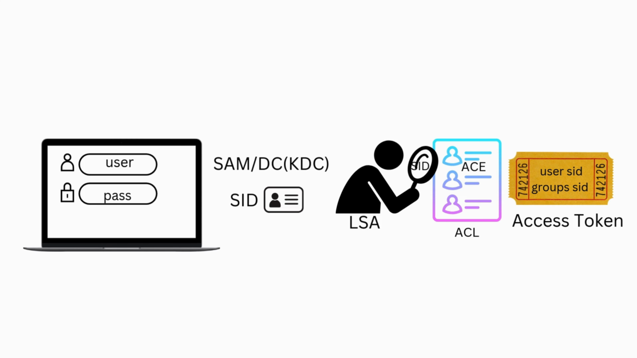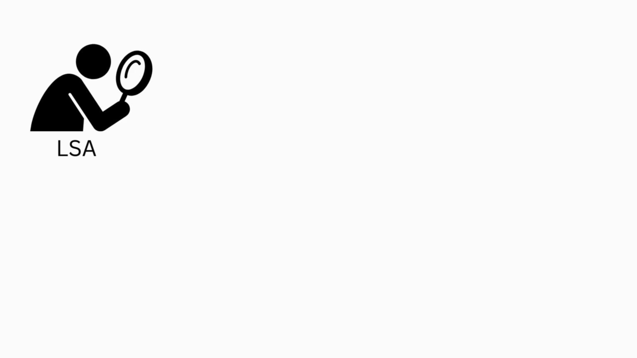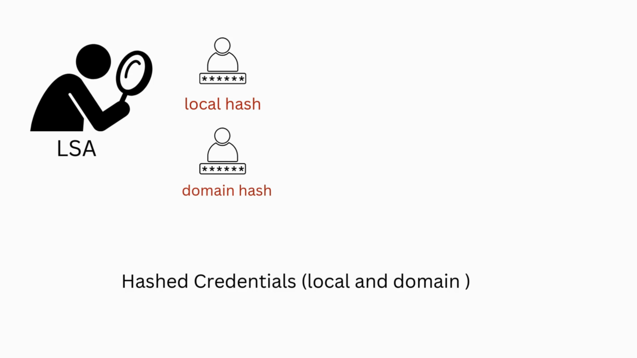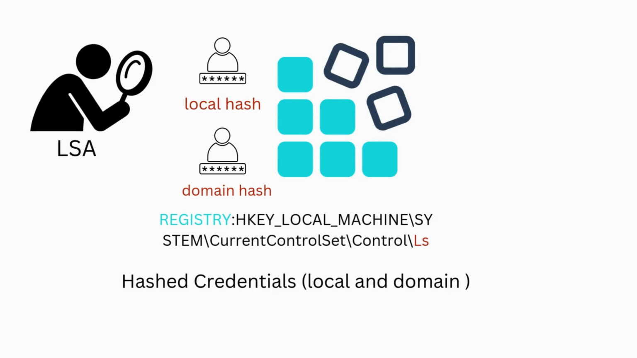The most important aspect of LSA, which is really important from the point of view of penetration testers, is that it will store some credentials in the registry. Those credentials are local hashes and domain hashes. These hashes are stored in the registry, which is a hierarchical database in the Windows system that stores the configuration of Windows and also sensitive information.